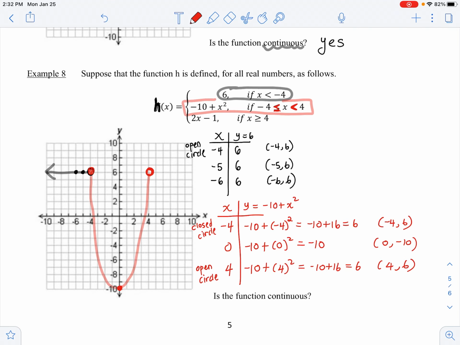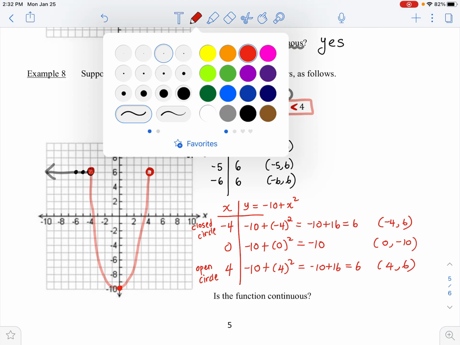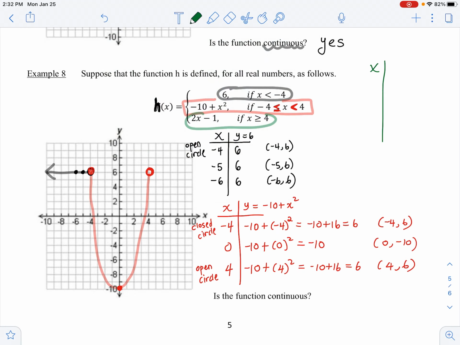All right, let's do the very last piece. I'm going to do that in green color. 2x minus 1, and we're going to use that if x is greater than or equal to 4. All right, so xy table right here. I will plot 4 with the closed circle. And they say greater than or equal to 4. So all the other x values that I'm picking are going to be bigger than 4. 3 is enough. So if I plug in 4, I will get 2 times 4 minus 1, which is 7.